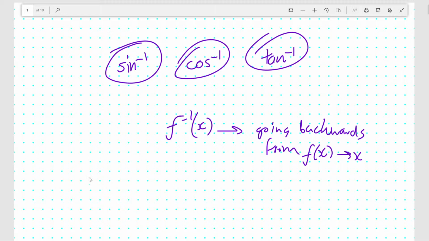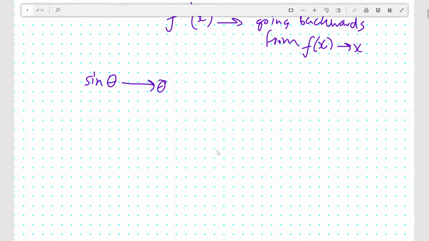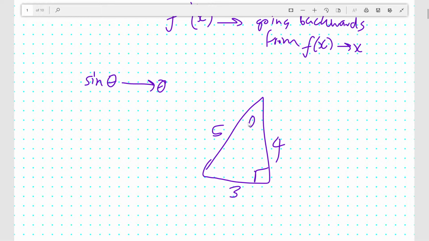You're going from a sine value back to the angle it came from. And this is really quite a useful problem-solving tool, and it's important to be able to use these effectively on your calculator. You can answer questions like, in this right-angle triangle, the hypotenuse is 5, one side is 4, and one side is 3. Say you want to know this angle here.